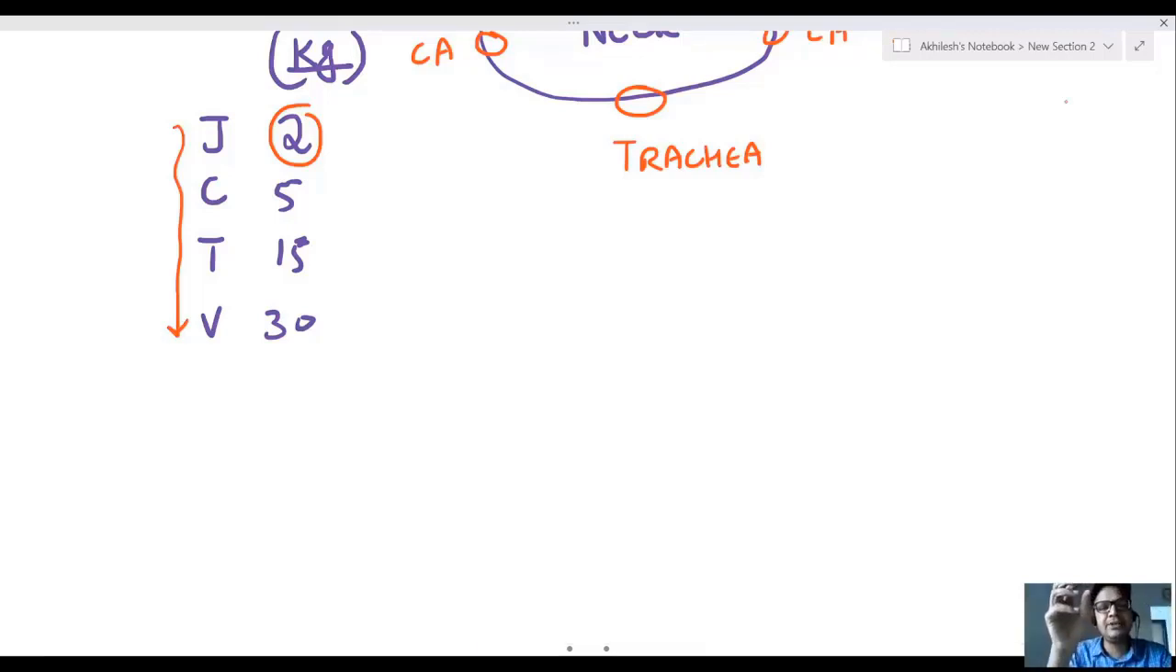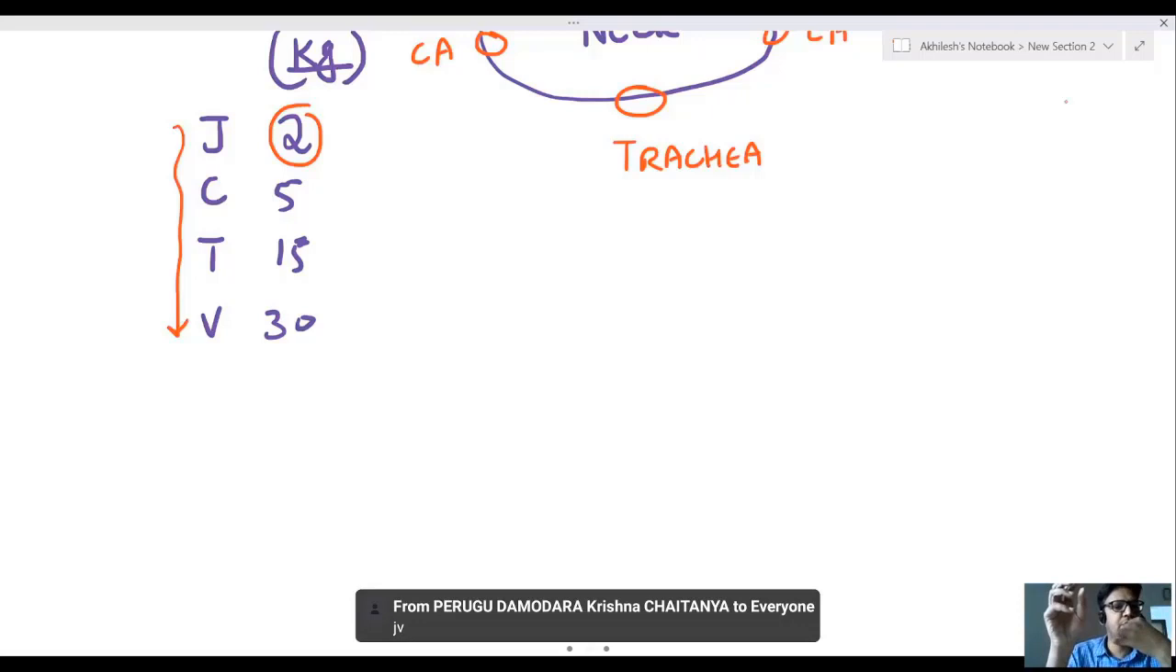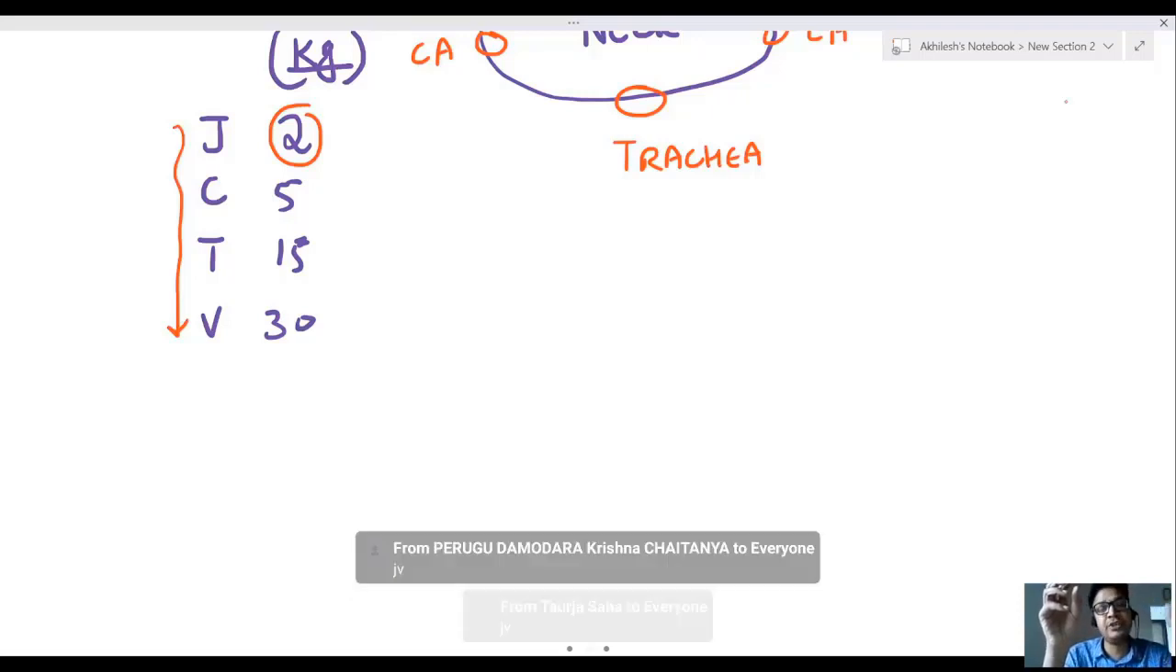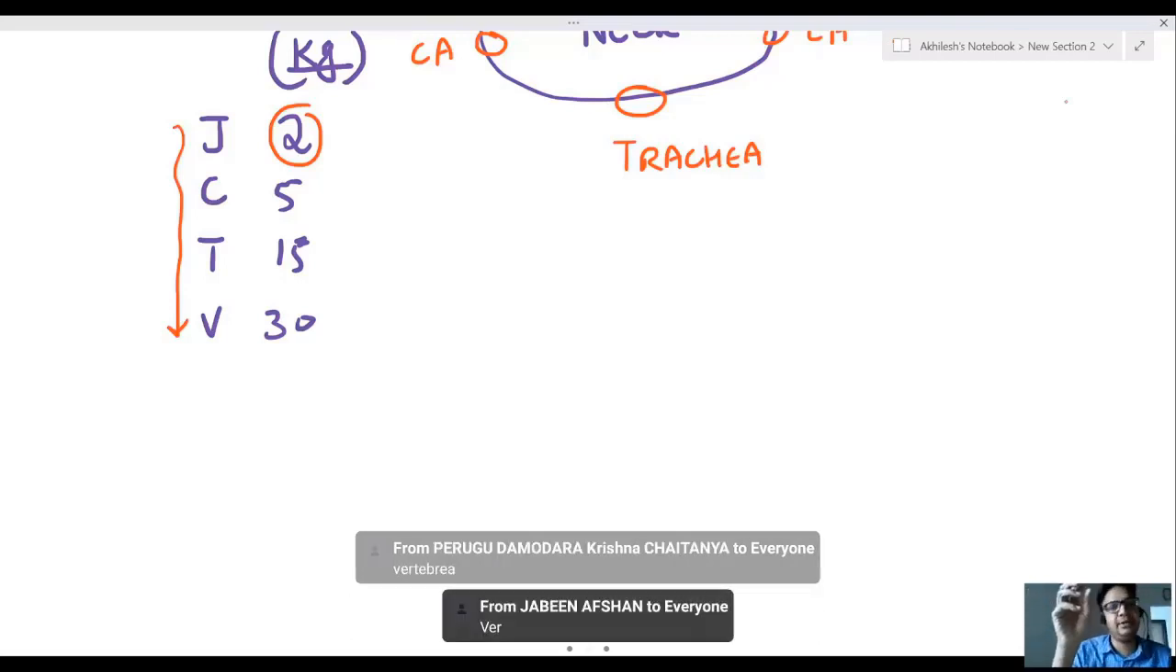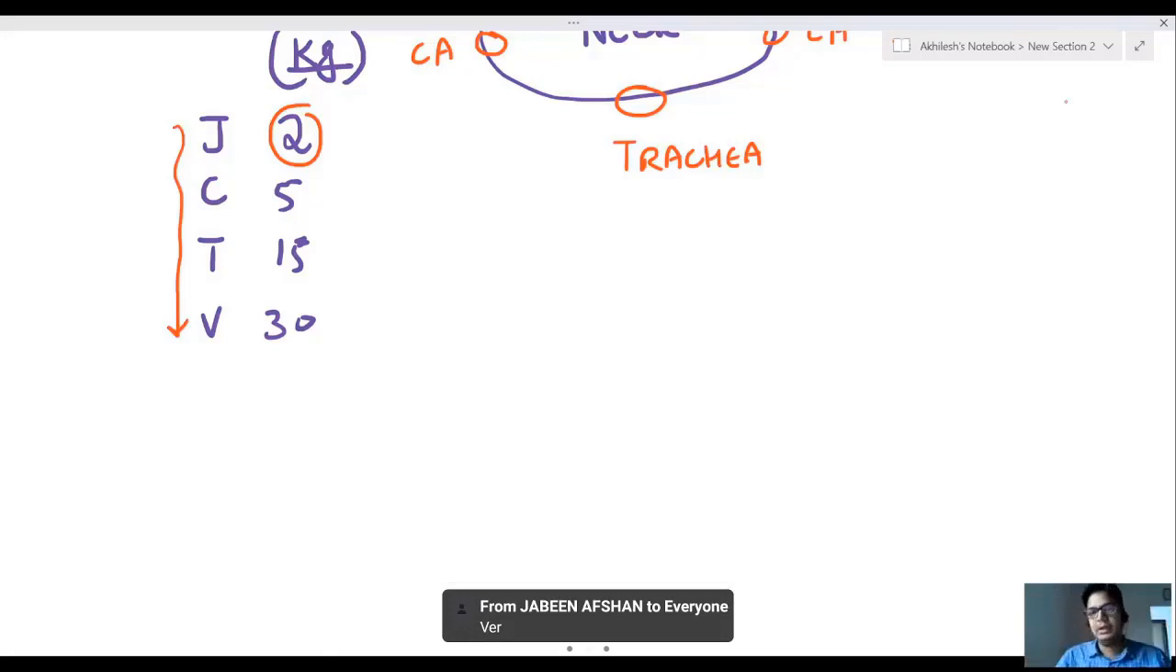Minimum pressure is required to obstruct which structure? The jugular vein. Maximum pressure is required to obstruct which structure? The vertebral artery, the one that lies at the back.